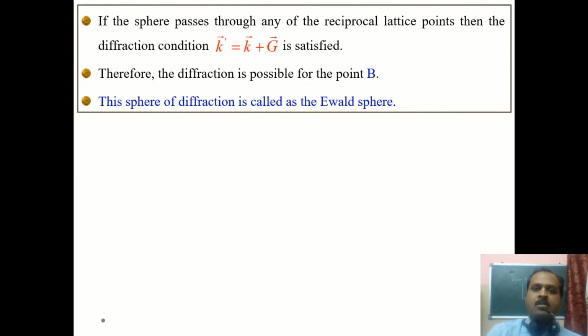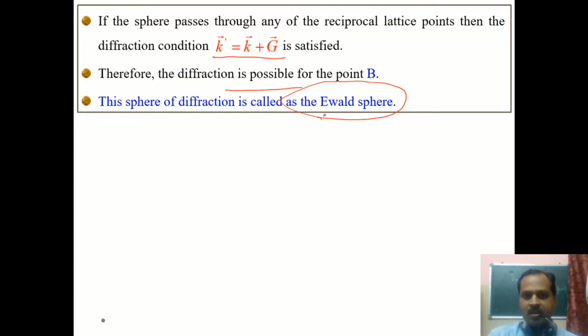Whenever the sphere passes through a reciprocal lattice point, this condition of maximum intensity, or the diffraction maxima, is going to be satisfied, and we will see the corresponding diffraction pattern. That's why this sphere is called the Ewald sphere, and it plays a very important role in visualizing the diffraction method, whether we are doing it by changing the wave vector magnitude or by changing the direction of the wave vector.